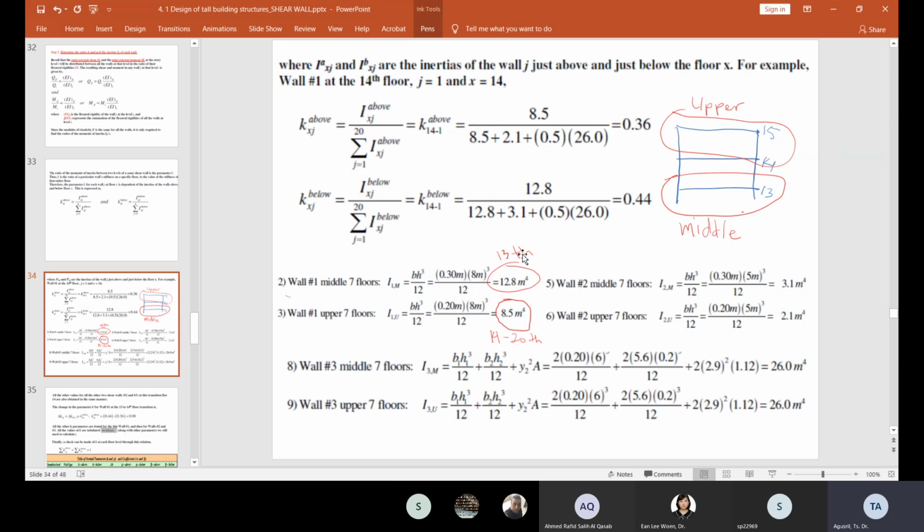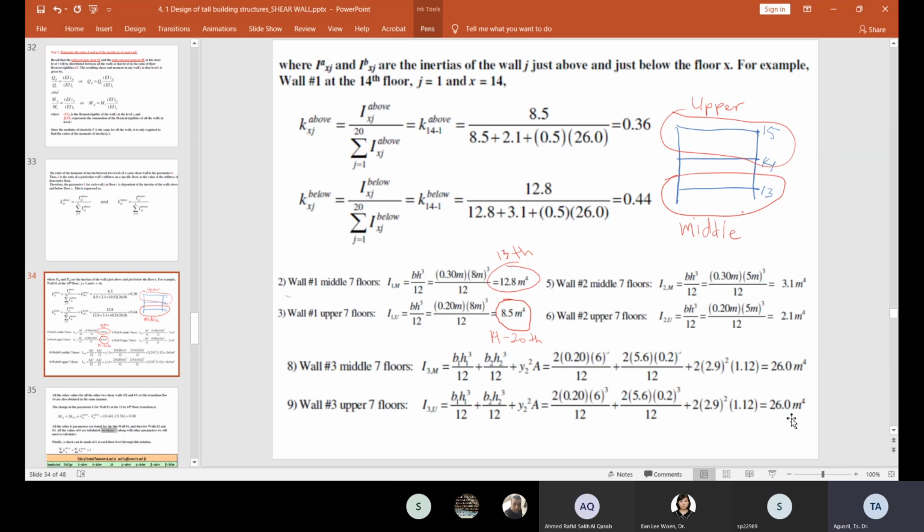The above for level 14 starts from level 14 to 20, so we take this value 8.5. This is the contribution for the above level, divided by the total second moment of inertia at the above level. So we have 8.5, and the total is 8.5 plus all the upper 7th floor, and 2.1 here, plus 2.6 multiplied by 0.5.